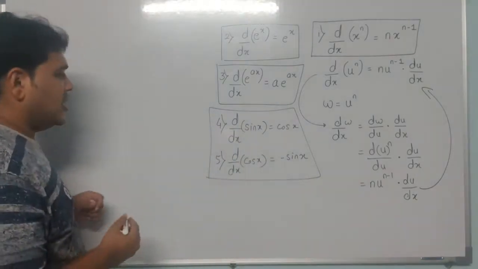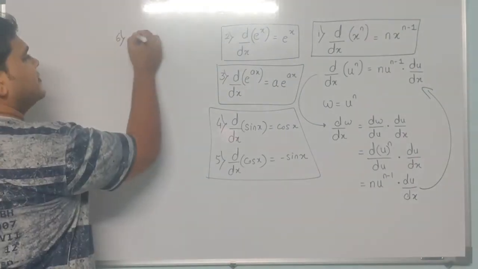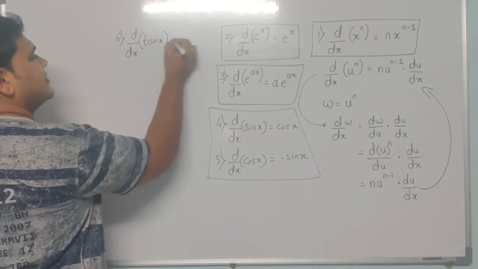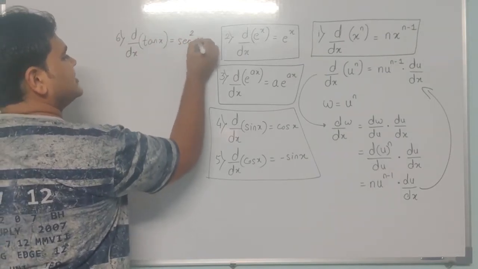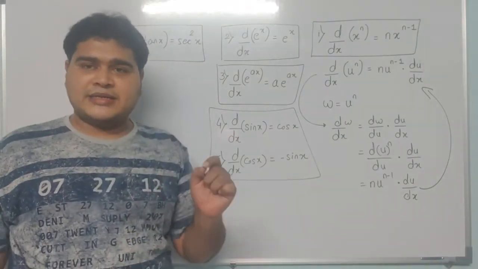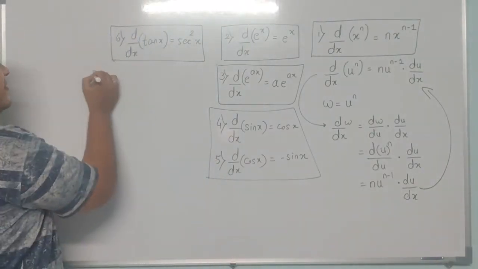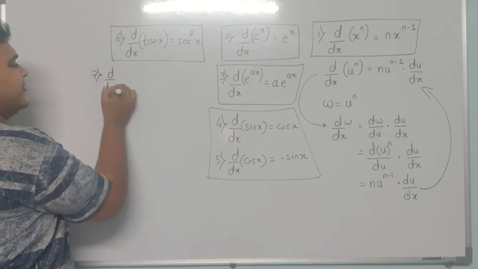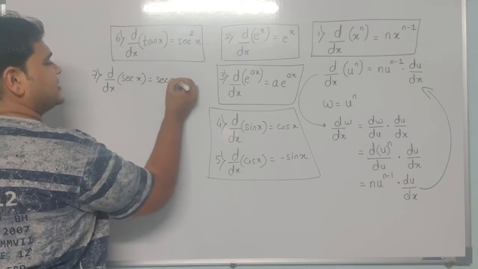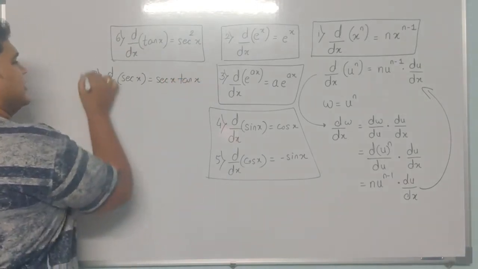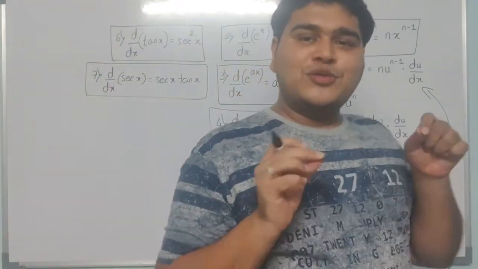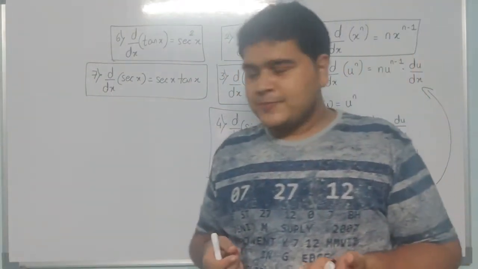Okay? So now we go for the sixth formula. Derivative of tan x. Yes, the formula is sec square x. It is sec square x. Then we have the formula derivative of sec x. Yes, for this it is sec x and tan x. So you have the sec x formula as sec x into tan x.